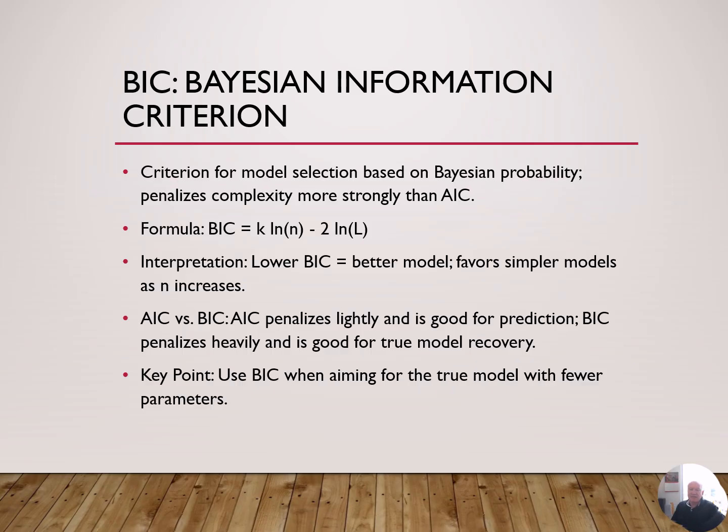So if we look at AIC versus BIC, the AIC penalizes lightly and is good for prediction, and the BIC penalizes heavily and is good for true model recovery. So use BIC when you're aiming for a true model with fewer parameters.